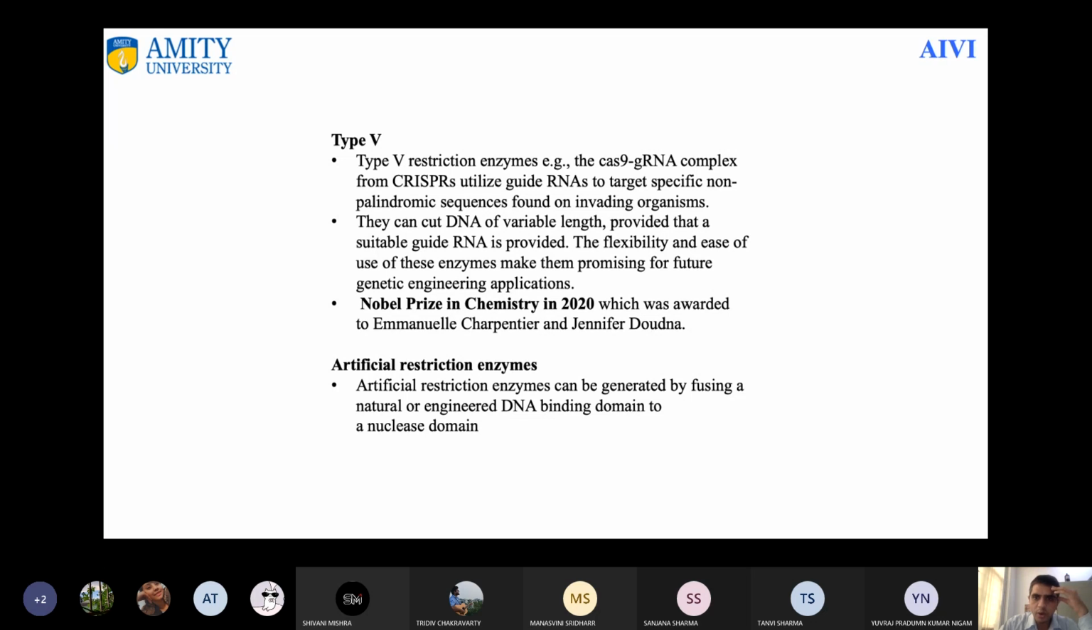This is Jennifer Doudna and Emmanuel Charpentier. They are the two scientists who got the Nobel Prize for that. And some others than this type 1, 2, 3, 4, 5, we call that the modified enzymes or artificial restriction enzyme. Means you can design as of your choice.